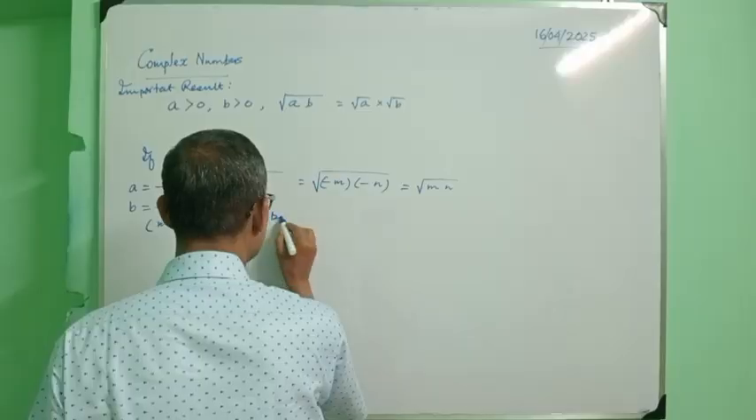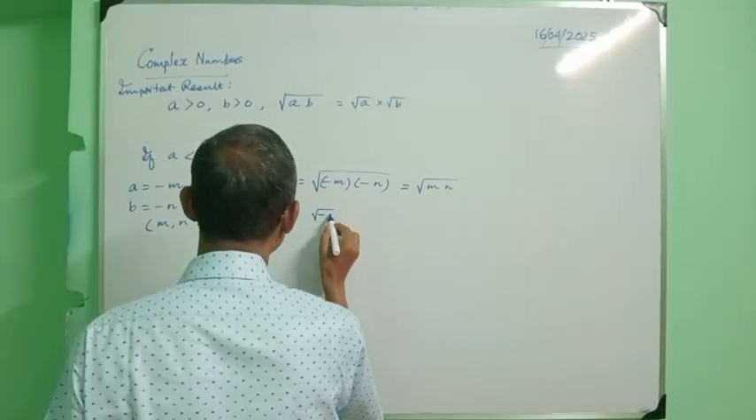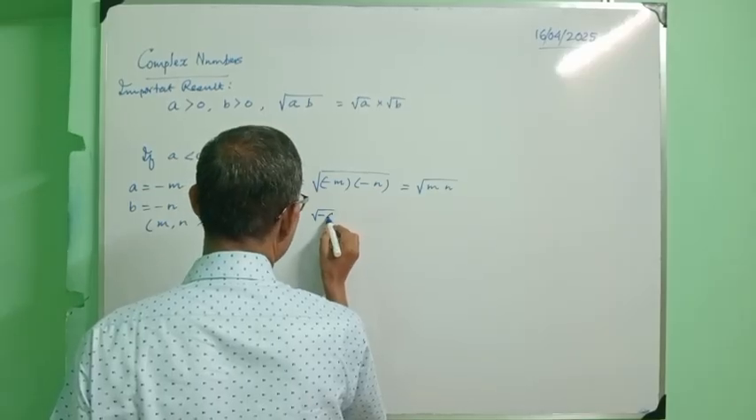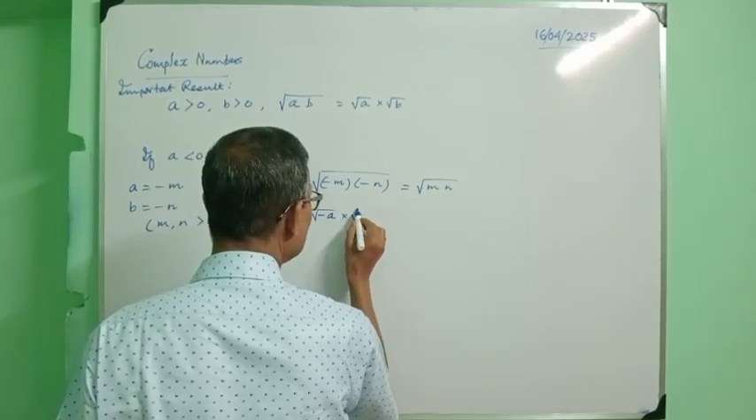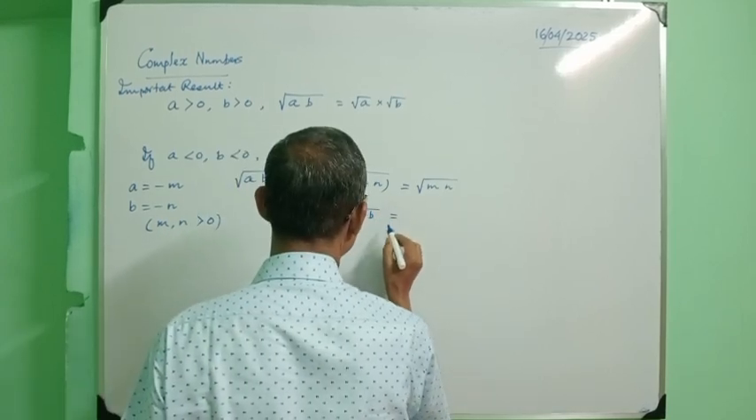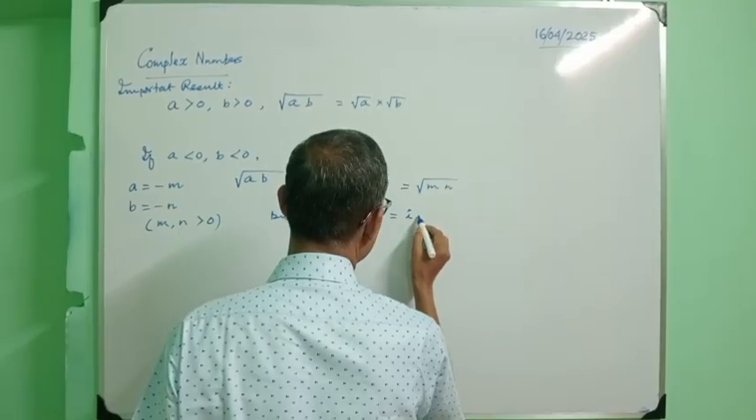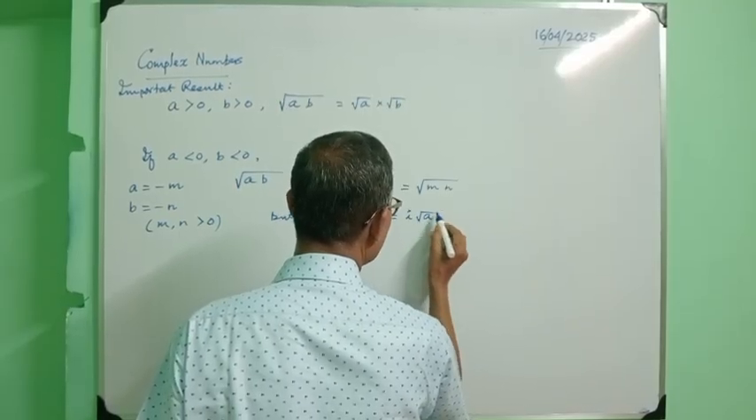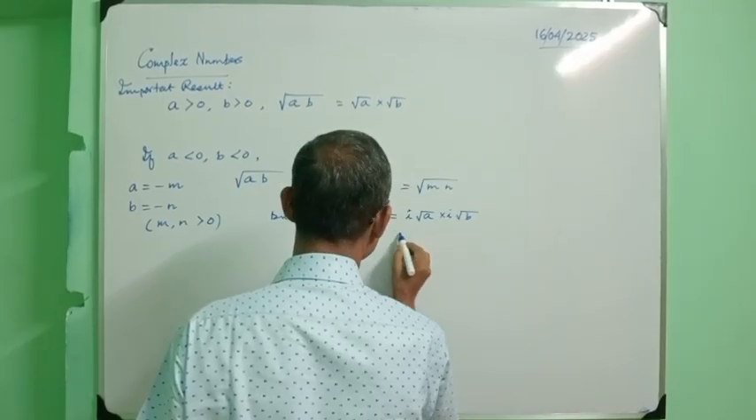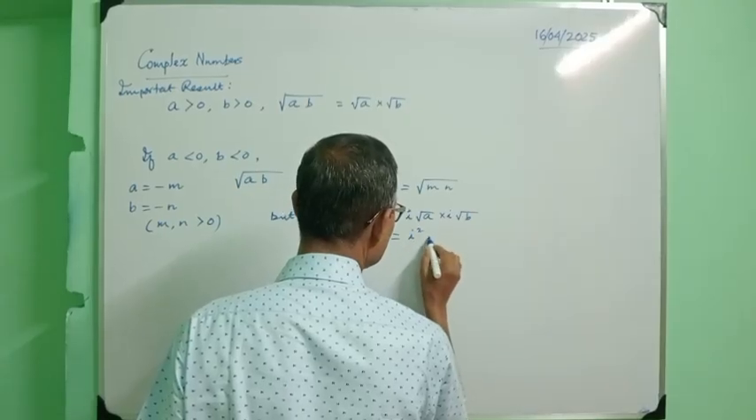But root over minus a into root over minus b, that is I root a into I root b, that is equal to I square root ab.